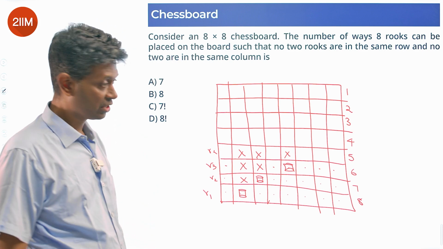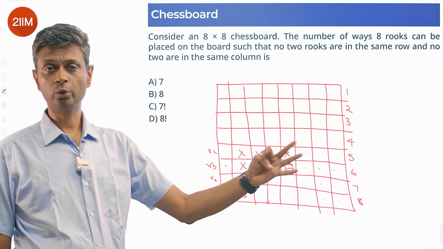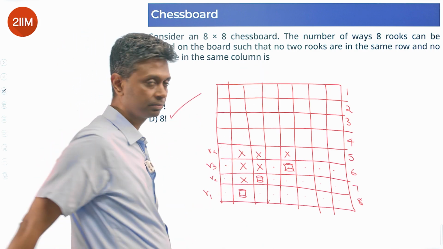How many combinations are possible? 8 into 7 into 6 into 5 into 4 into 3 into 2 into 1. Just 8 factorial.